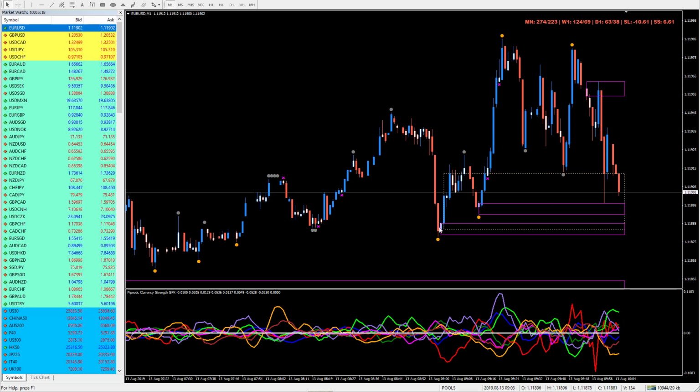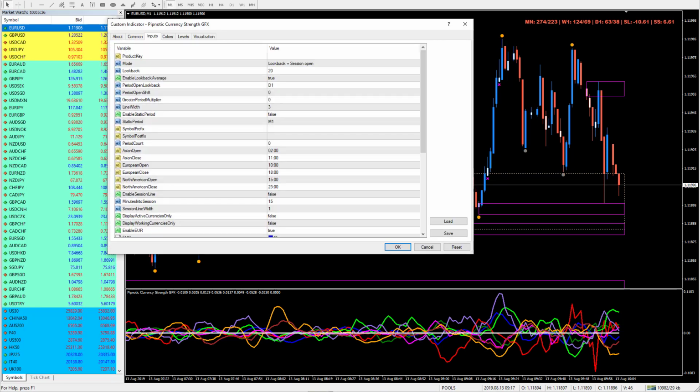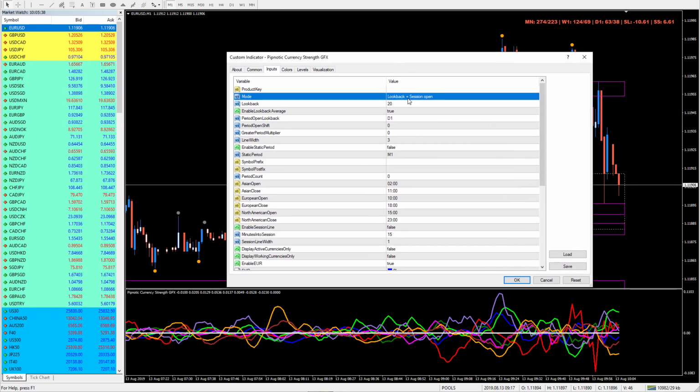But today I just wanted to cover briefly what I was doing earlier on, or rather the open of the Asian session, which is where I am. What I like to do is look at currency strength, which is a comparison of all 8 currencies since the beginning of a given session. If we have a look at the configuration of the currency strength software, you can see I've set the mode to session open.